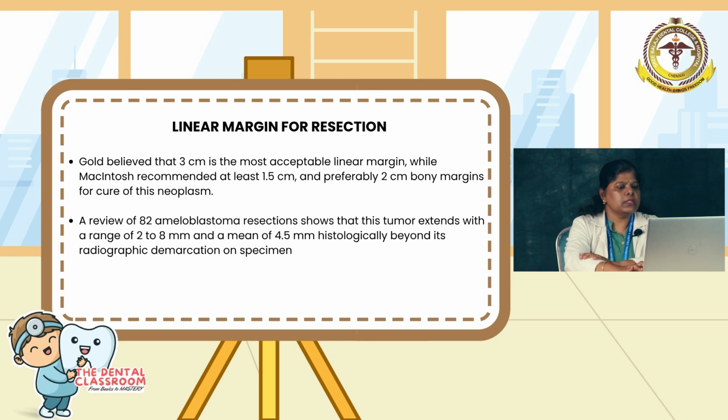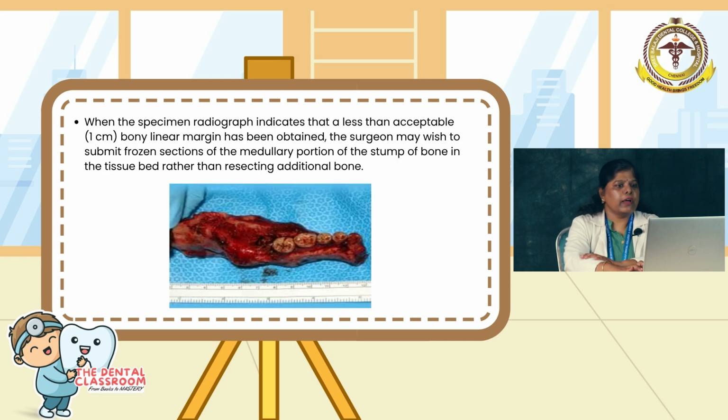A review of 82 ameloblastoma resections shows that this tumor extends with a range of 2 to 8 mm and a mean of 4.0 mm histologically beyond its radiographic demarcation on the specimen. When the specimen radiograph indicates that less than an acceptable 1 cm bony linear margin has been obtained, the surgeon may wish to submit frozen sections of the medullary portion of the stump of the bone in the tissue bed rather than resecting the additional bone.